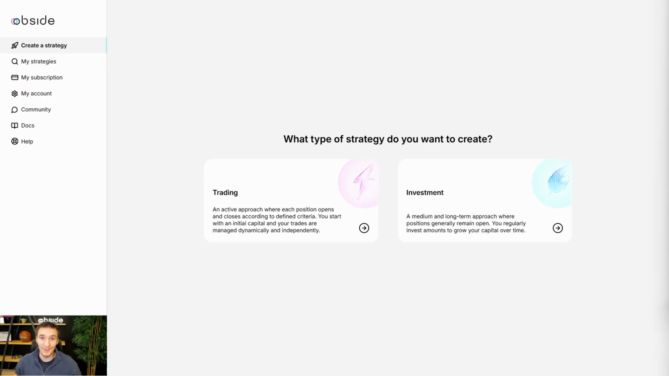The first step is to decide which type of strategy you want to create. A trading strategy, where positions will be actively managed based on specific conditions, or an investment strategy that is more suited for passive investors who just want to invest a regular amount of money over time on specific assets, with, for example, some rebalancing at some point. So for today, let's create a trading strategy.